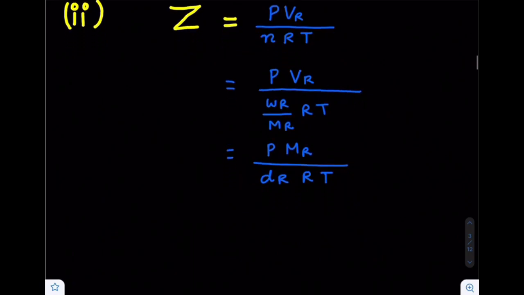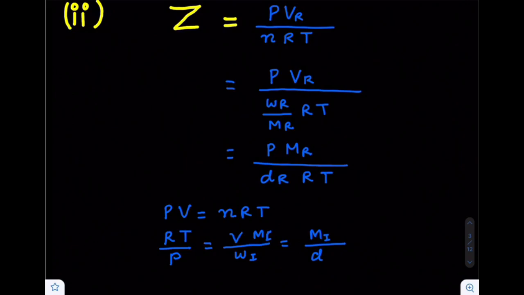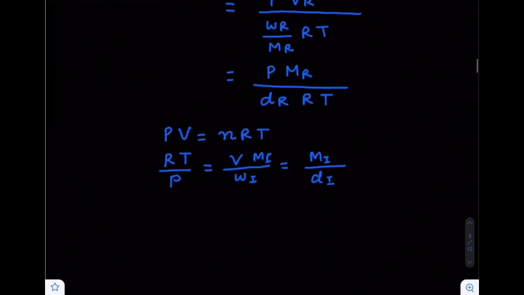And by using the ideal gas equation, PV is equal to nRT, we want to write the value of RT by P for an ideal gas. So the value of RT by P we can write is equal to volume upon number of moles. Number of moles of ideal gas is equal to mass of ideal gas upon molar mass of ideal gas. So now from here we can say that this is equal to molar mass of ideal gas upon density of ideal gas.